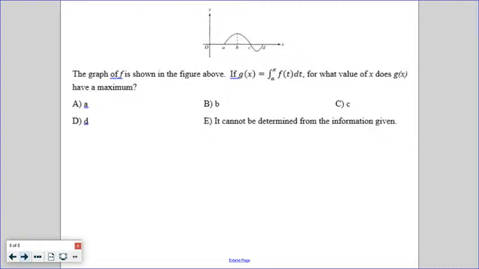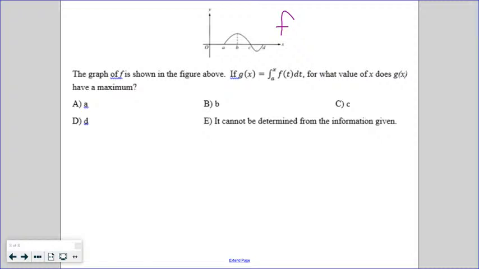All right, last example of a function defined by an integral, and multiple choice questions here. It says the graph of f is shown above. So this is the graph of f of x. And it gives us a function g defined by the integral from a to x of f of t dt. For what value of x does g of x have a maximum?